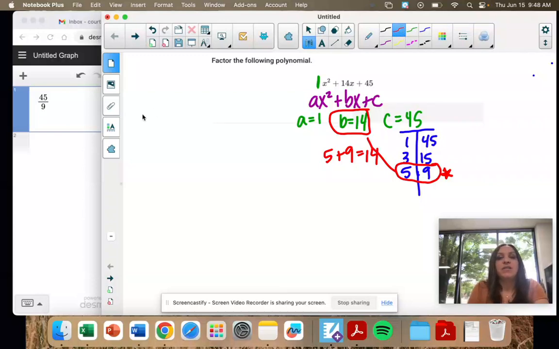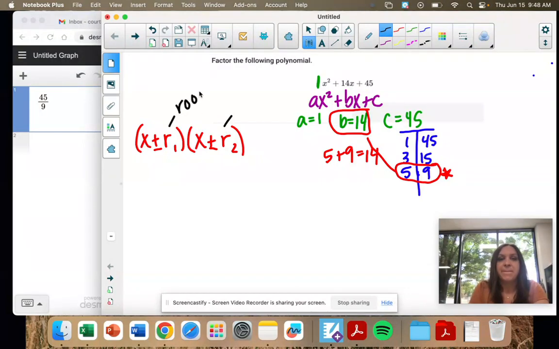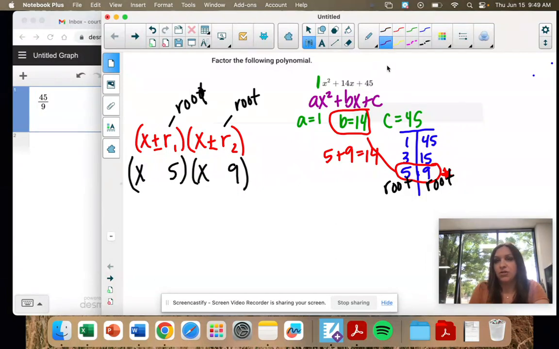So when we write in factored form, it looks like this. And these are actually plus or minus. So R stands for root. Oops. And these are roots. 5's a root and 9's a root. So we're going to put those there. X 5, X 9. And then the last step is to determine if you're going to use plus or minus. On this one, everything's plus.